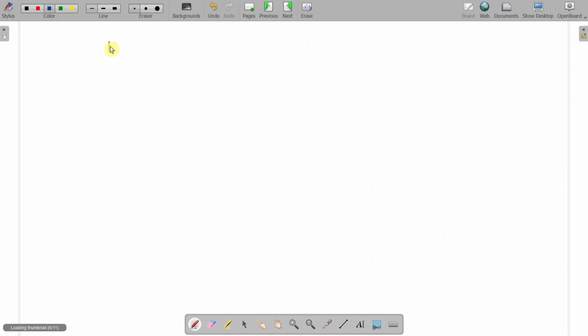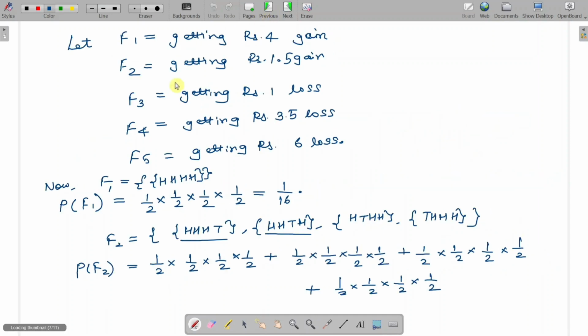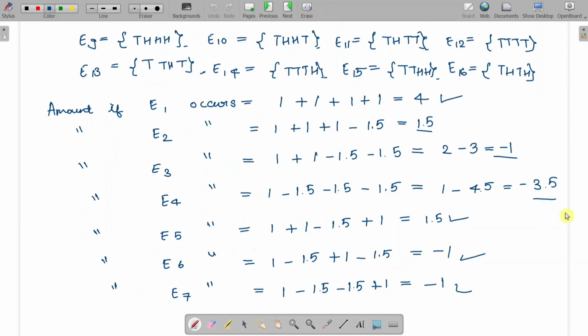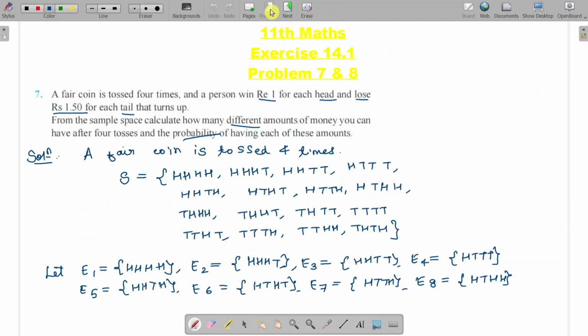Now F4, so F4 is nothing but getting rupees 3.5 loss. So 3.5 is this, this is 3.5, this is 3.5, this is 3.5, and this one. Okay, so E4 is this HTTT.